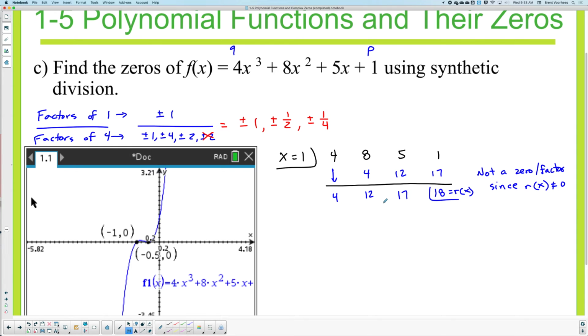They're all positives. So what's the rule? If you get all positives, the number you chose is too big. What if the number you chose is too small? They would all alternate. So that's how it works. If it's too small, they'll all alternate. If it's too big, they'll all be positive. All right, so that one didn't work.